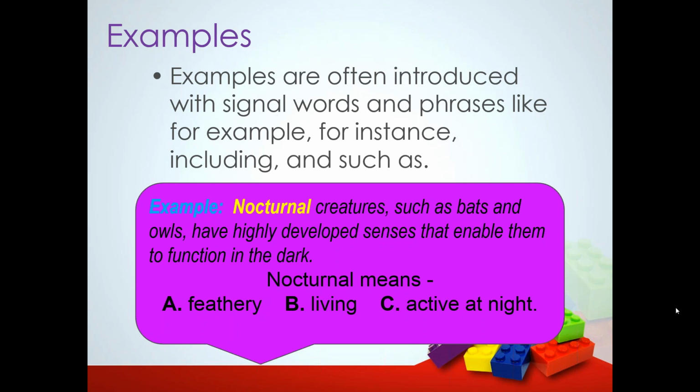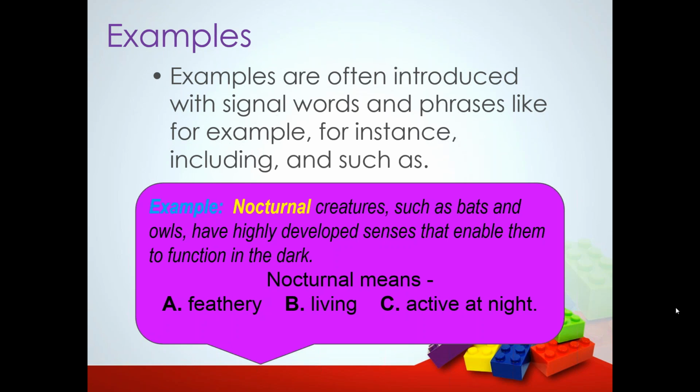So for example, look at nocturnal. "Nocturnal creatures, such as bats and owls, have highly developed senses that enable them to function in the dark." So based on that sentence and the signal words such as, a nocturnal creature is an animal like a bat or an owl, and they only come out at night.